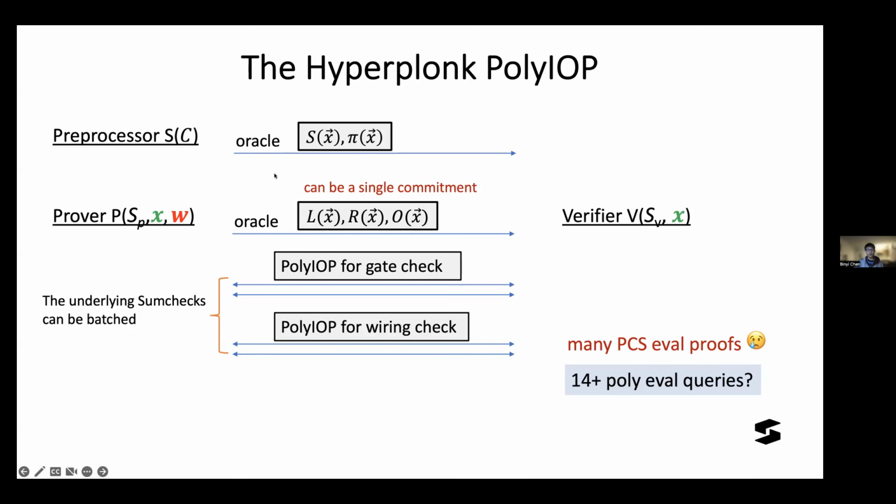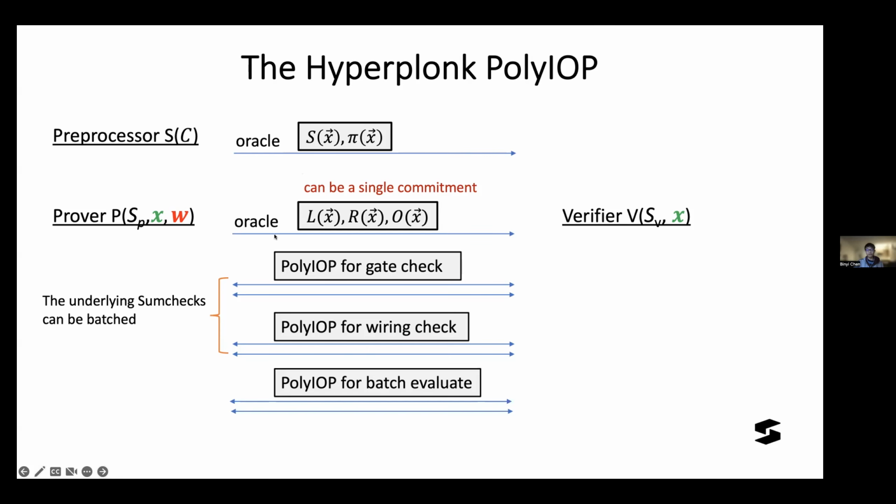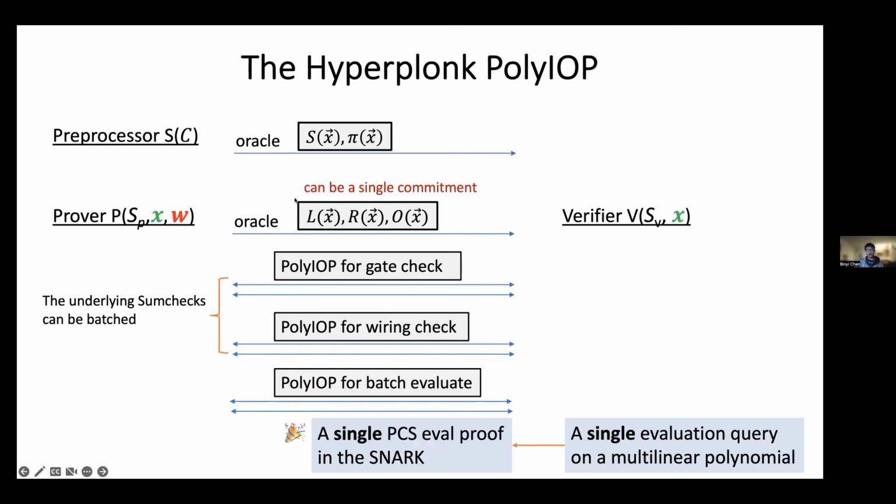So we don't want to build so many evaluation proofs that we just cancel out our efficiency from the Poly-IOP protocol. To address this issue, we also design a new Poly-IOP for batch evaluation, so that we can reduce multiple evaluation queries on multilinear polynomials into a single evaluation query on a single multilinear polynomial. Hence, the resulting SNARK only needs to provide a single PCS evaluation proof, which is much more efficient.